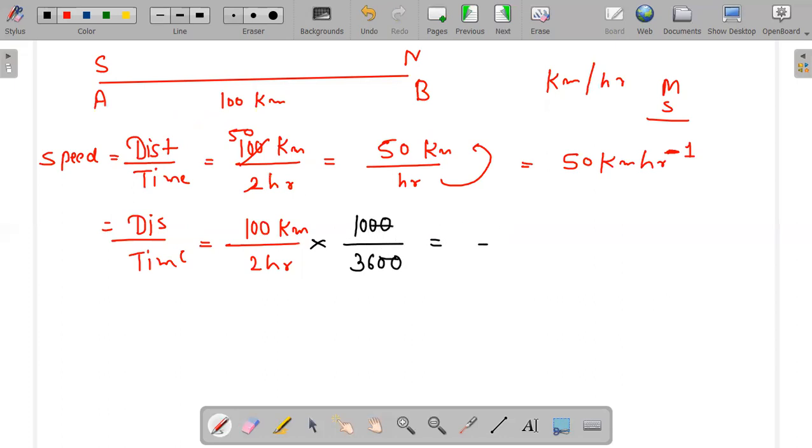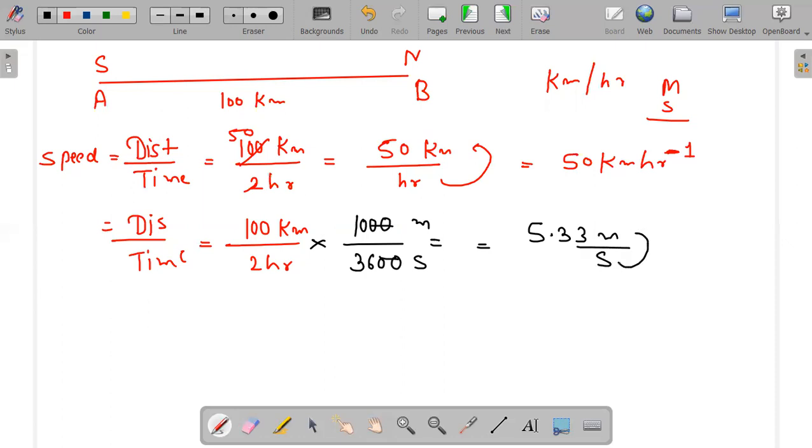So my answer will be 5.33. Now it is not kilometer per hour, now it is meter and second. Why is it meter and second? Because I converted by multiplying the kilometer value by 1000 and the hour value by 3600 to get seconds. So it is 5.33 meter upon second.